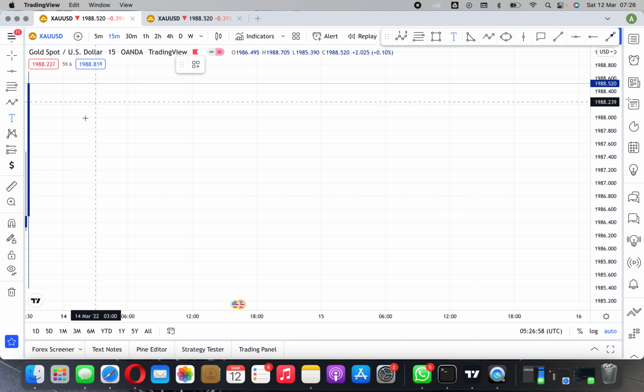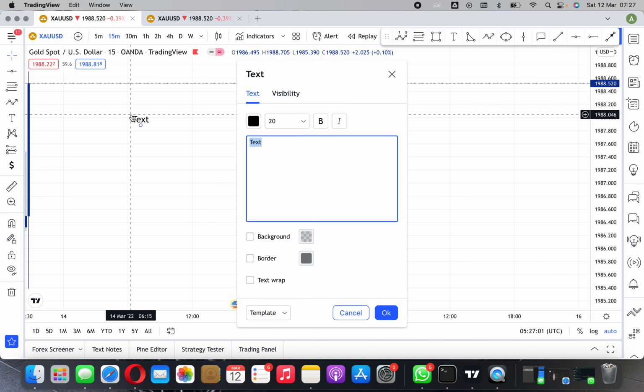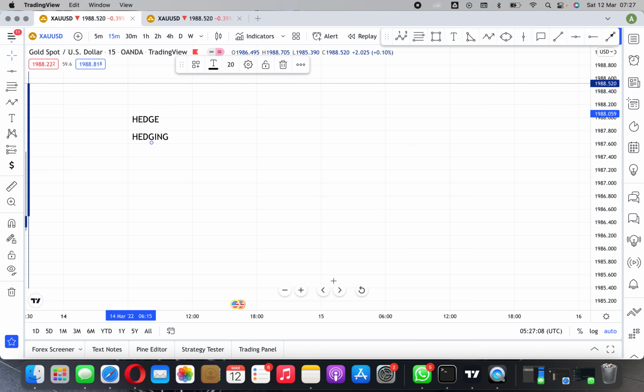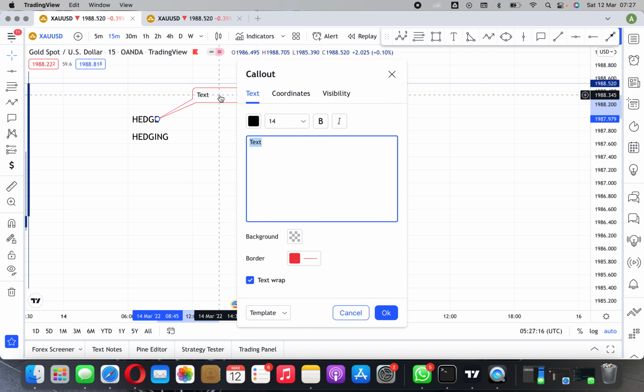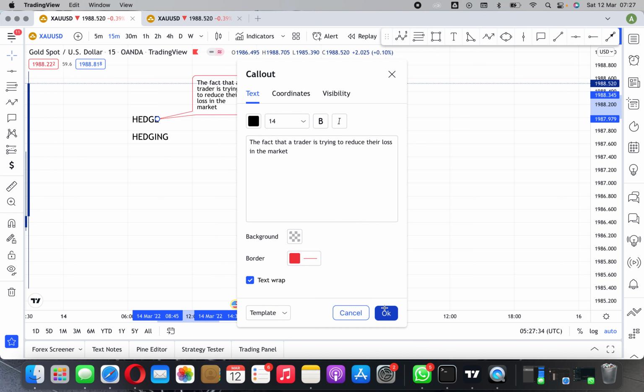And then we have something called hedging. Let's just say hedge and hedging. Hedging is the act of reducing loss in the market. This is when a trader tries to reduce their loss in the market. That's the meaning of hedging.